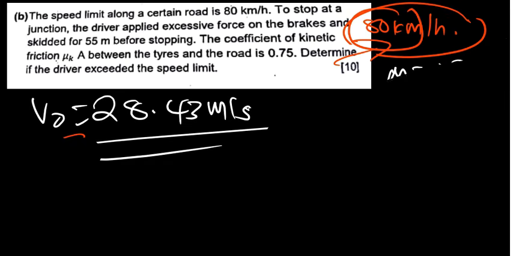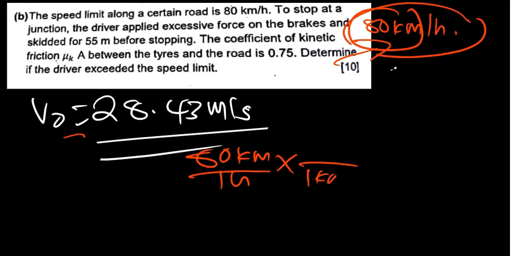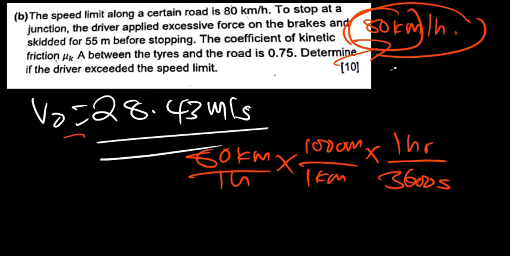Converting that, we're going to say 80 kilometers per 1 hour. In 1 kilometer, how many meters do we have? We have 1,000 meters. Now in 1 hour, how many seconds do we have? We have 3,600 seconds. Now these are going to cancel, and what remains is meters per second. So we have 80 times 1,000, then we divide it by 3,600.